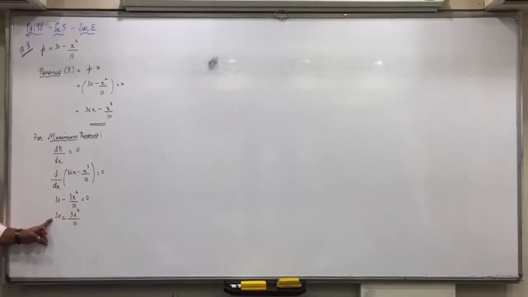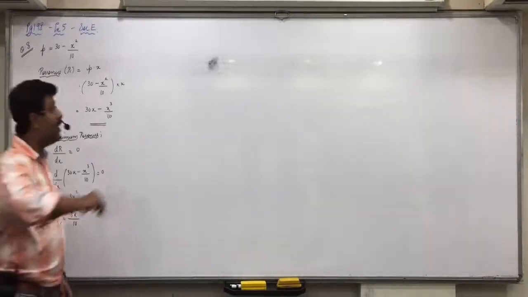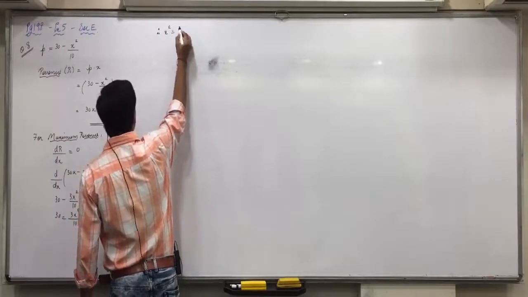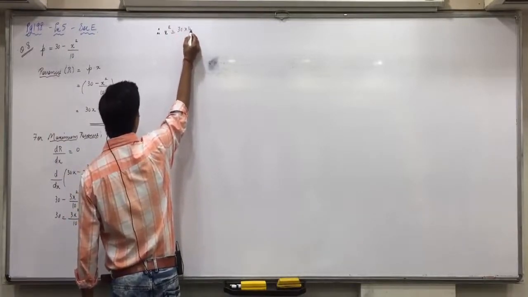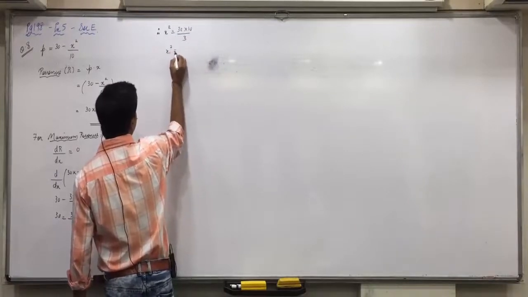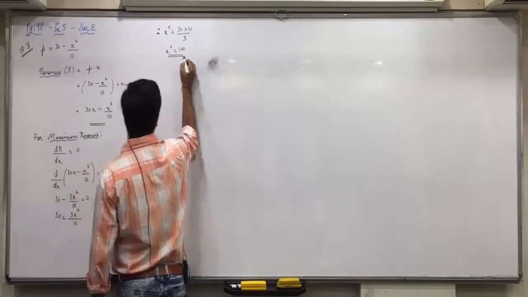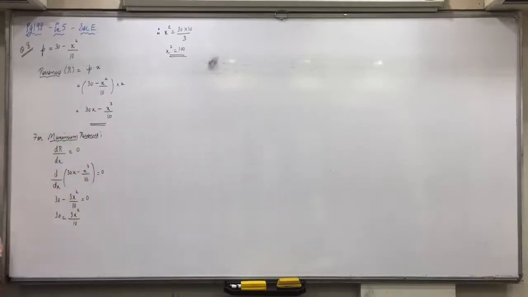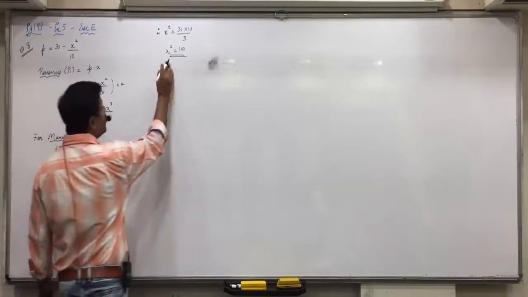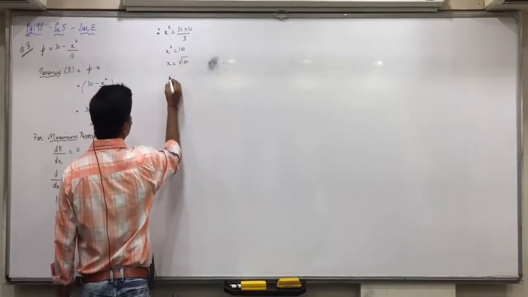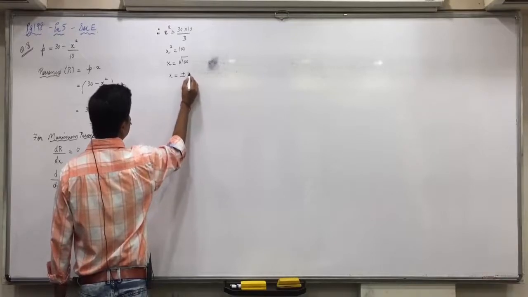Now 10 on the other side will get multiplied, and 3 on the other side will get divided. So can I say x square is 30 into 10 divided by 3, that is 100. 30 into 10, 300, divided by 3, that is 100. Now x square is 100, means x is square root of 100, that is plus minus 10.